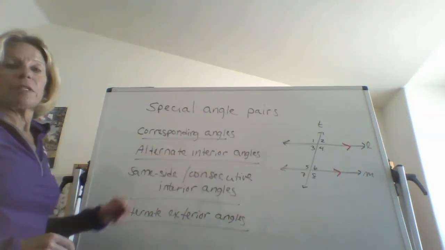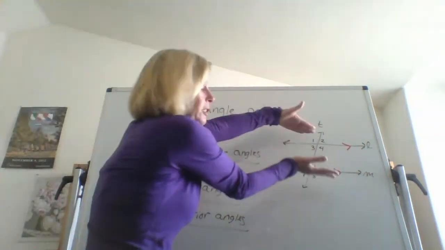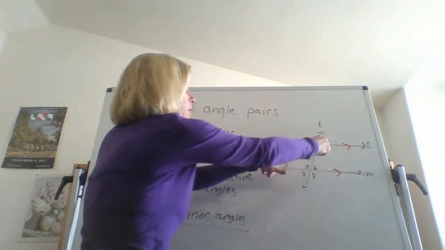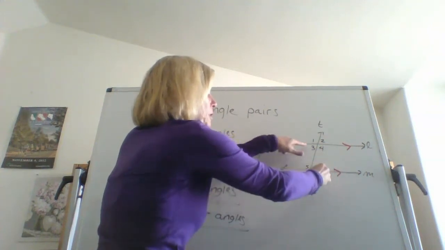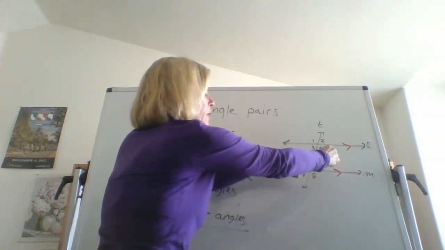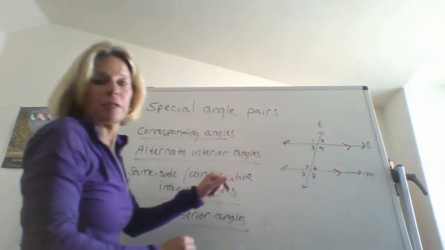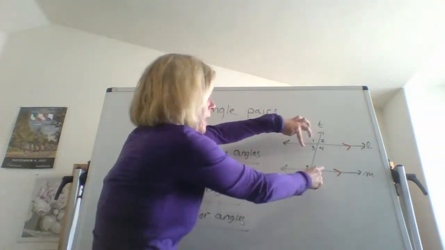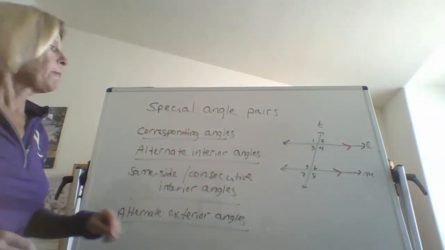We have alternate interior angles, which is just like it sounds. Interior, inside the parallel lines, on opposite sides of the transversal. Angle 4 and angle 5 are alternate interior angles. Angle 3 and angle 6 are alternate interior angles.